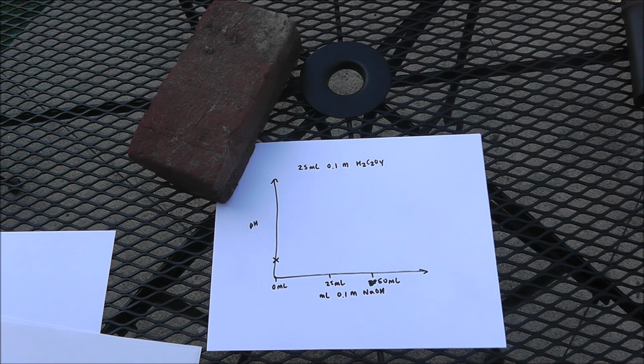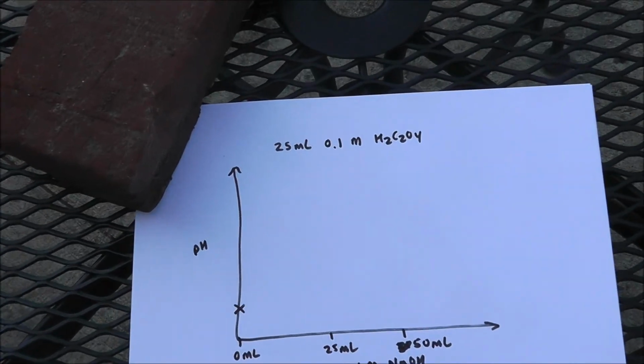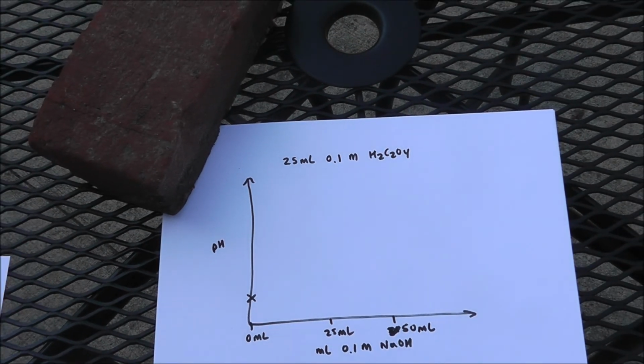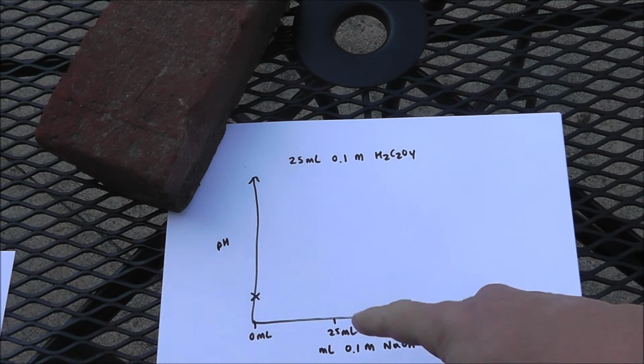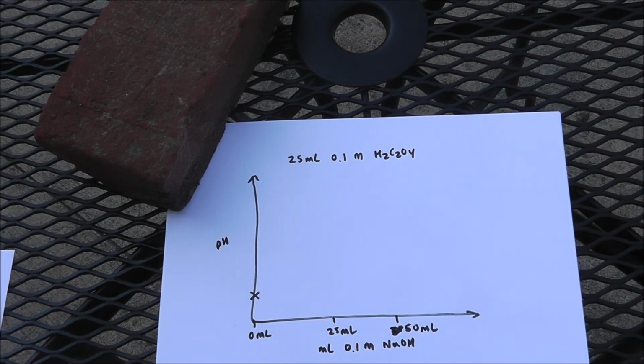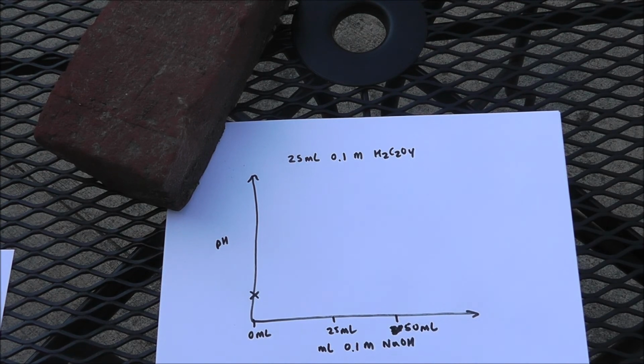Okay, how about when we have a polyprotic acid or base? Notice, that's oxalic acid. That thing's got 2 H's on it. Think about what that curve would look like. Notice how I marked my volume 25 milliliters and 50. Think about that. Reflect on that for a few seconds.